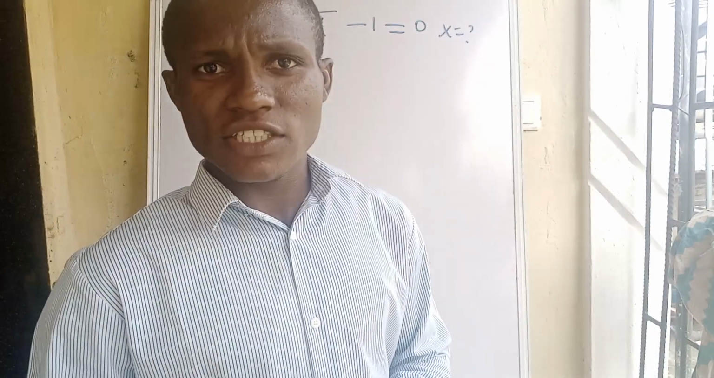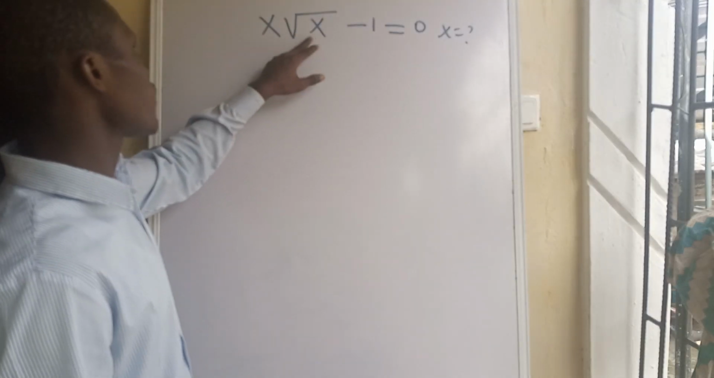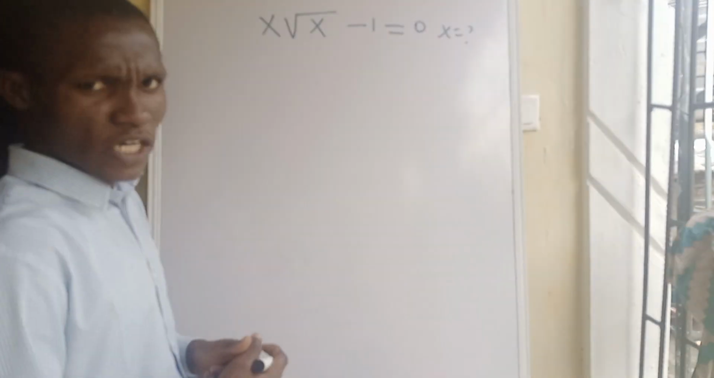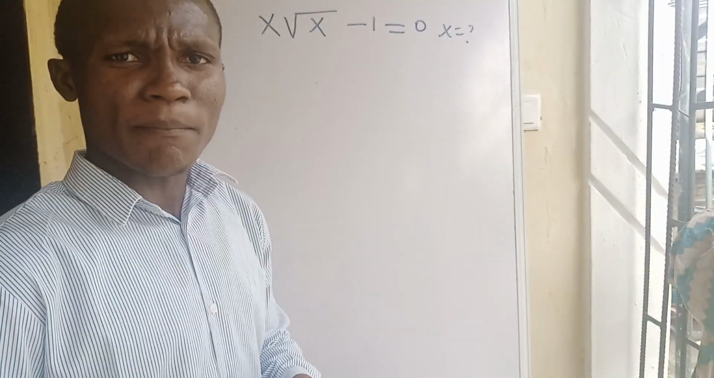Today we are looking at a nice math problem which reads: x times root of x minus 1 is equal to 0. So what is the value of x? We are looking for the value of x in this math problem.